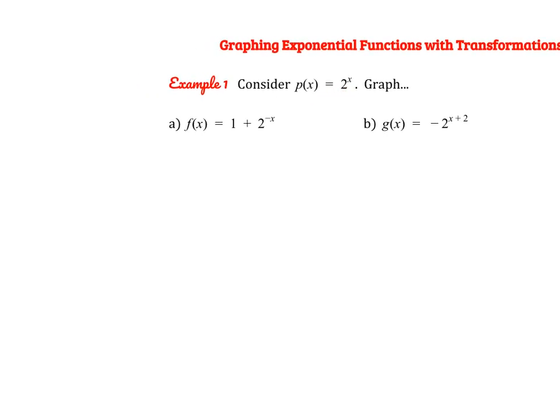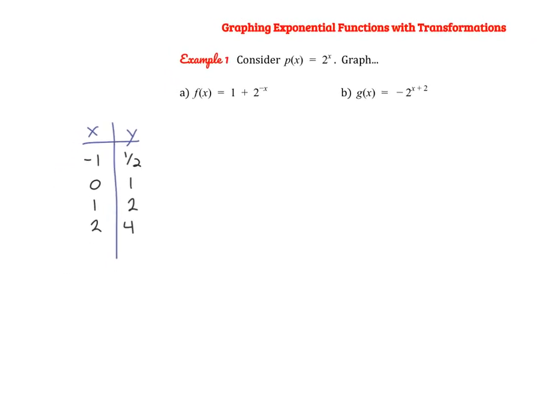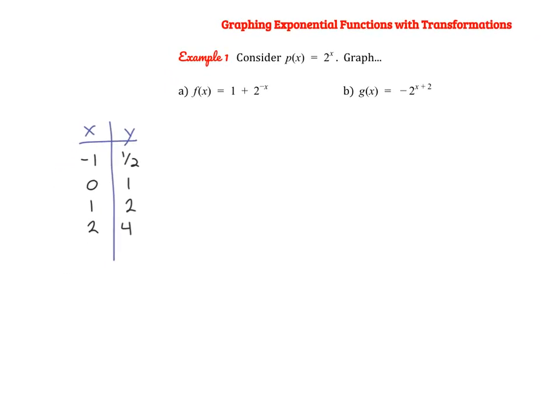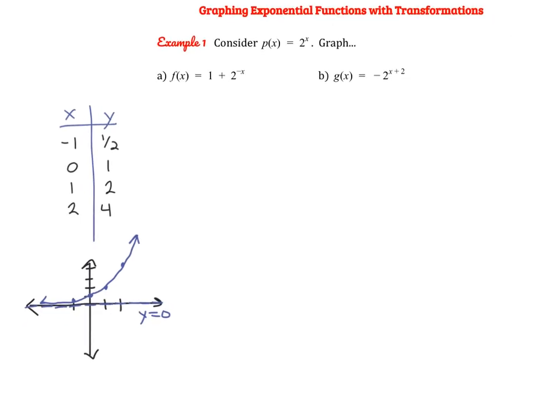So for this, maybe we can start by actually making a little t-chart of some of our values from our parent function. So maybe let's do -1, which would give us 1/2, 0, which would give us 1, 1, which would, of course, give us 2, and 2, which could give us 4. So let's sketch a really quick graph of this so we can see what our parent function looks like. Okay, so here you can see that we have exponential growth, and we have our horizontal asymptote at y equals 0.